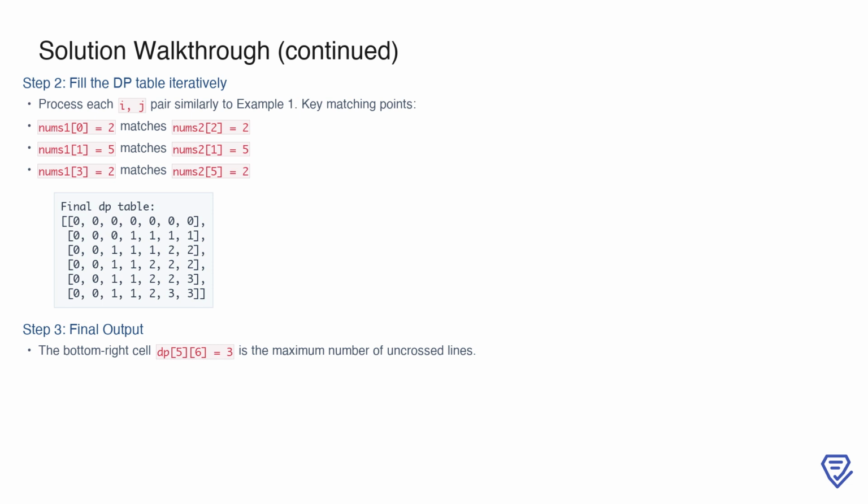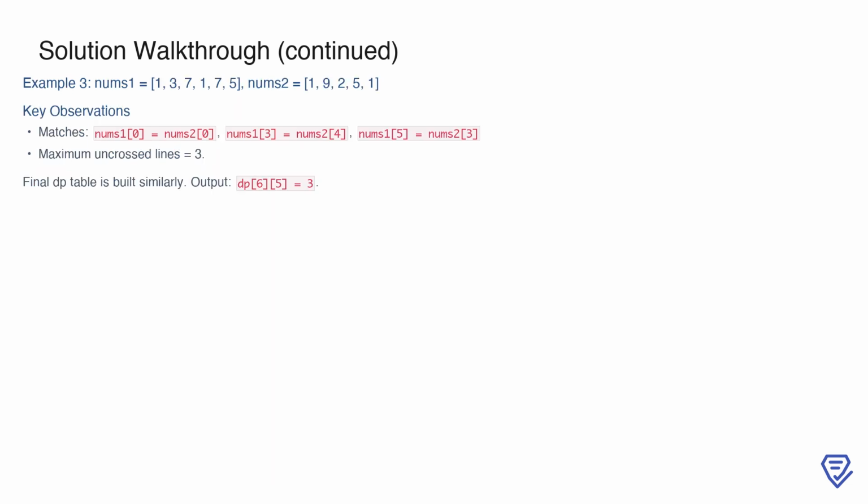After processing all indices, the final DP table reveals that the maximum number of uncrossed lines, stored in dp[5][6], is 3. This value represents the solution for this example, showing the optimal alignment of the two arrays without crossing lines. For the third example, nums1 contains 6 elements, and nums2 contains 5.